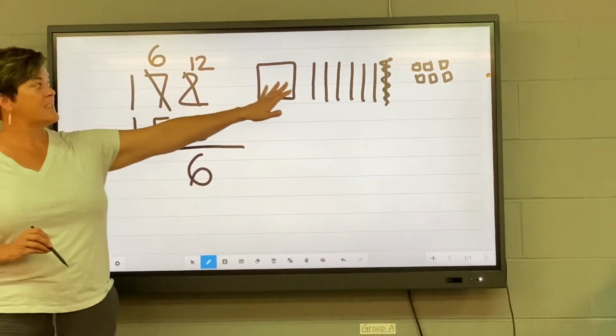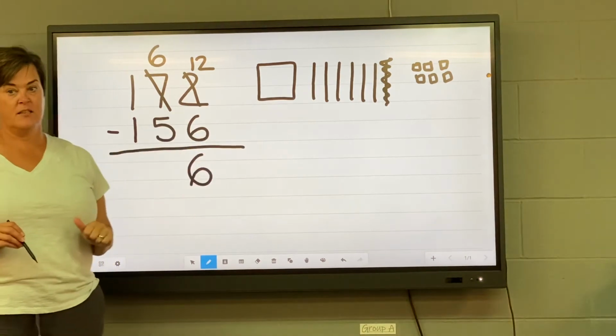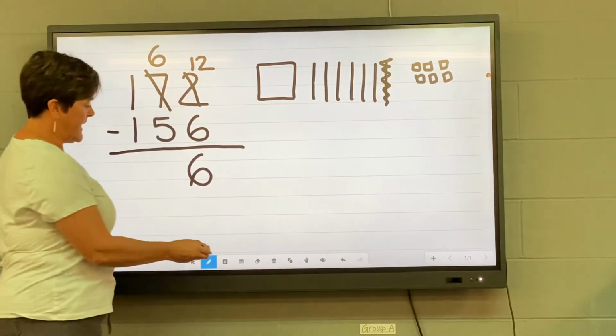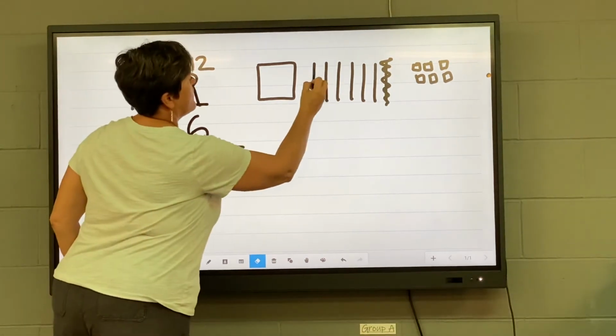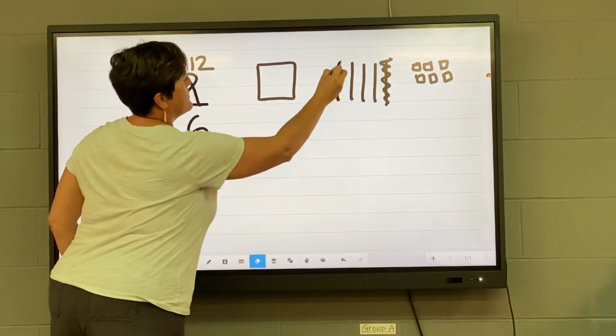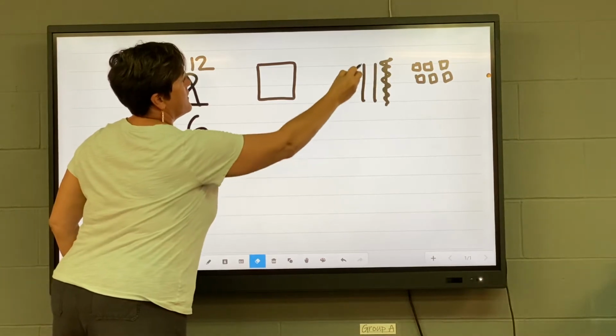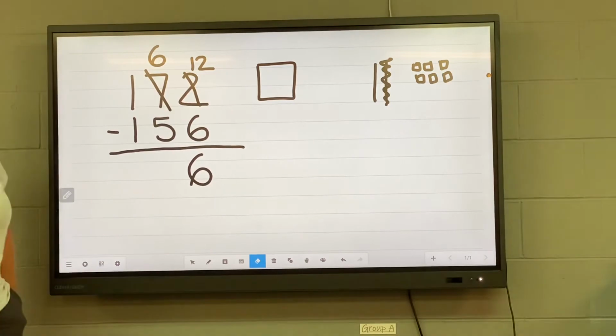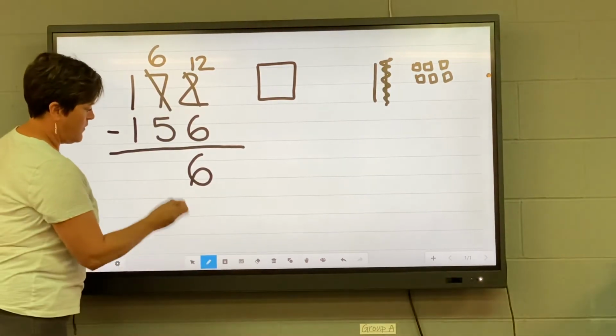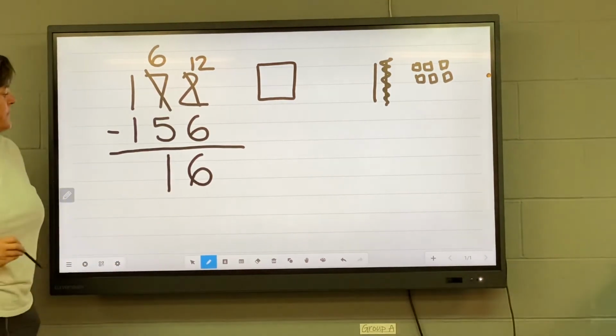Now I have 6 tens here. If I take 5 tens away, 1, 2, 3, 4, 5. How many tens do I have left? 1. I have 1 left.